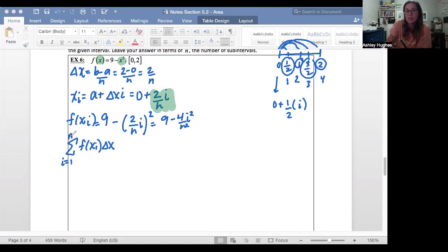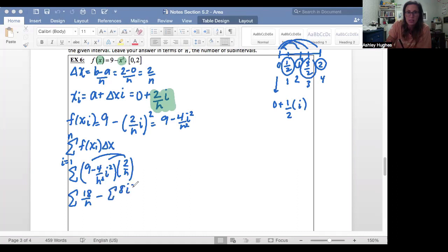But again, we just have to leave it as n. So we're summing up f of xi, which is 9 minus 4 over n squared, i squared, times delta x, which is 2 over n. And then if I distribute that 2 over n to both of these, I get 18 over n minus 8 i squared over n cubed.